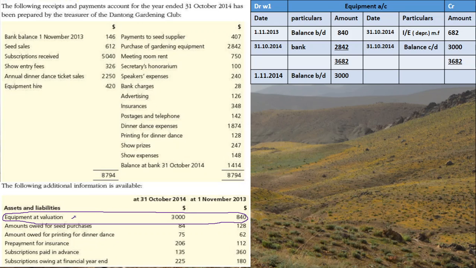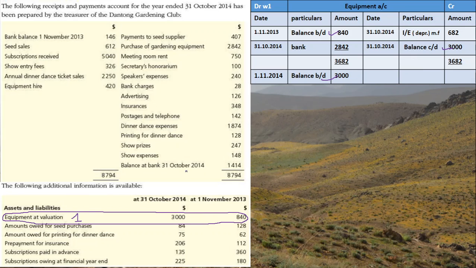So I'm going to mark this as 1. We'll be doing working note number 1. So equipment is our asset. We have opening balance here in the asset 840 BD. Now 3000 is a closing balance, so it goes here at the end of the year. CD becomes BD at the beginning of next year. So I hope you are familiar with this.